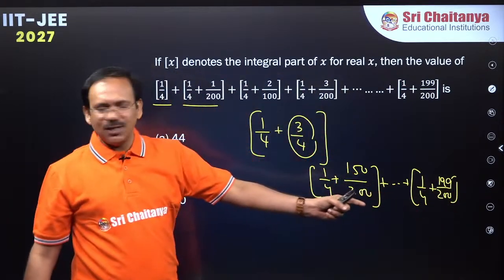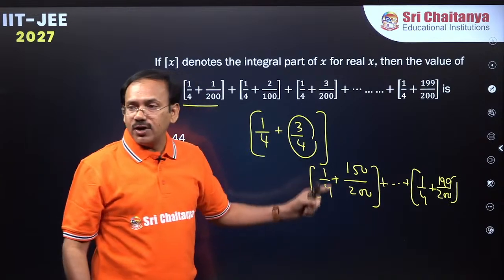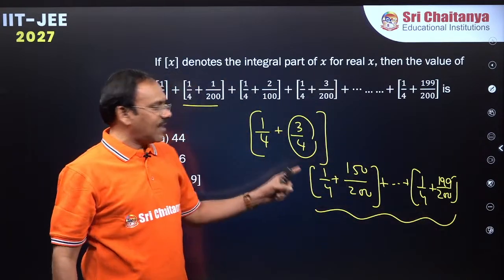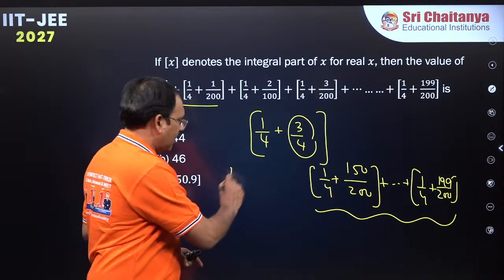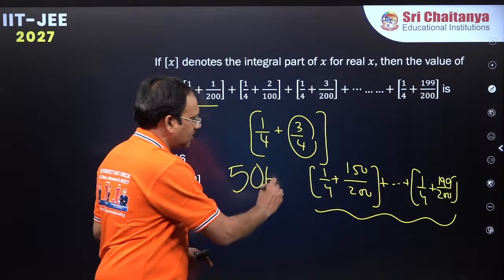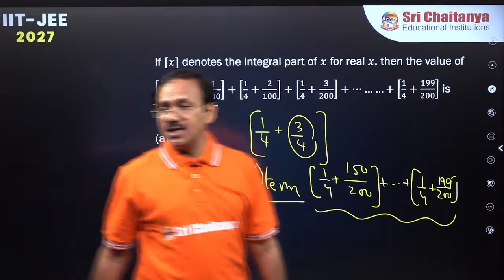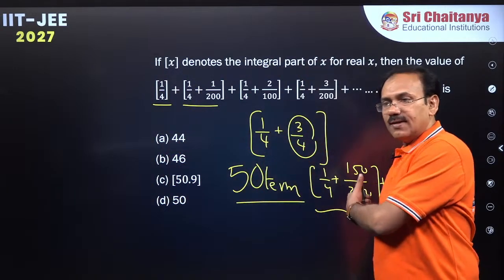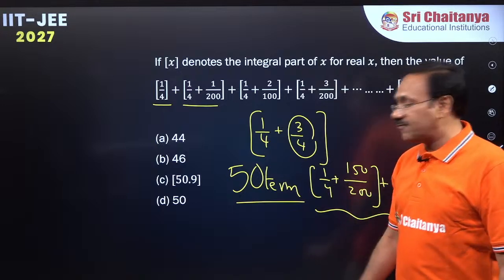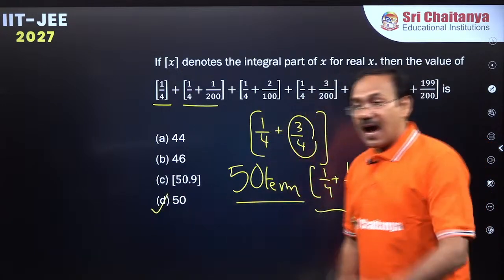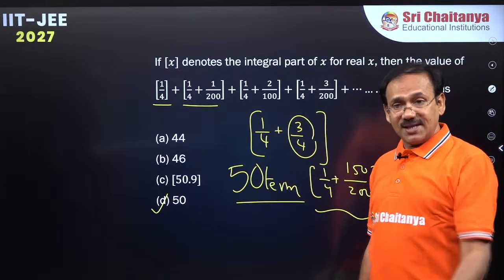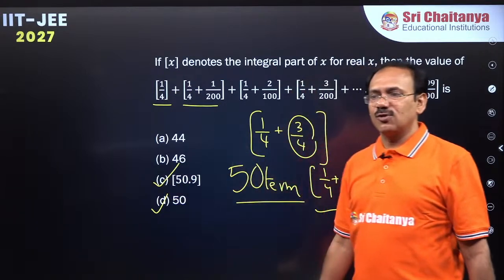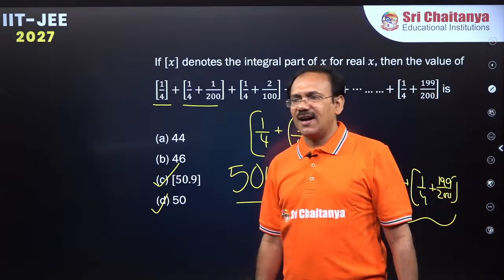Clear? So, this is 1 starting from here to 1 by 4 plus 199 by 200, this will be 1 point something only. Each term is going to give 1. How many terms are there? 199 minus 149, there are 50 terms. Each term gives 1, dear students. So, 1 plus 1 plus 1 plus 50 terms. The answer is 50. The answer is D. And of course, dear students, I said it is a multi-correct answer type. So, step of 50.9 is also fine. C and D are the answers.